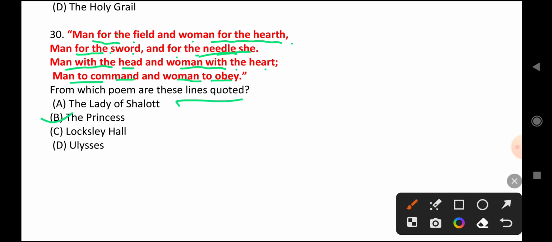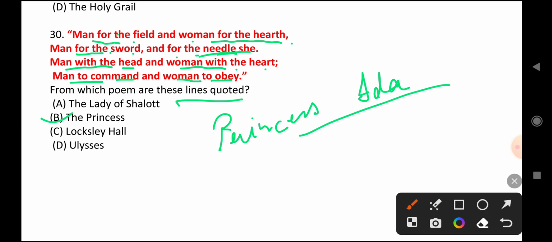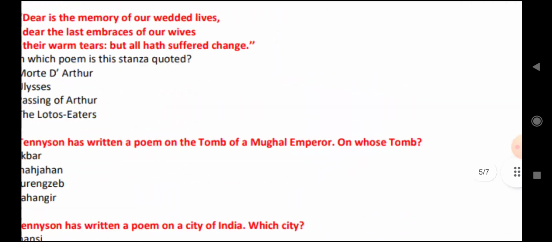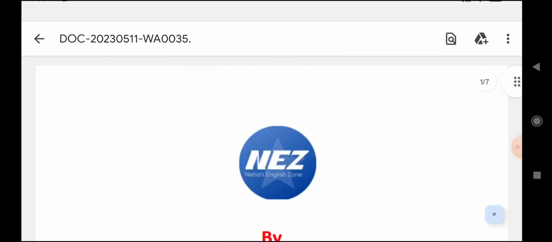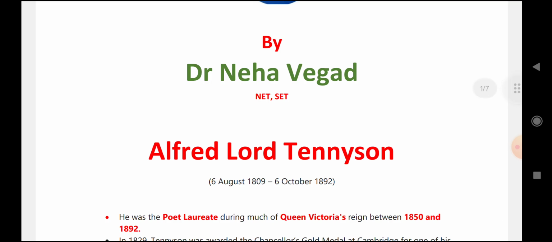This is The Princess. Now reading this line, don't think that he was a misogynist. He wrote this poem to uphold women's education. In this poem the central character is Princess Ida. She opens an all-women university. This work is also a narrative poem. So these are 30 questions on Lord Alfred Tennyson, the 1st Baron. Keep reading, keep revising.